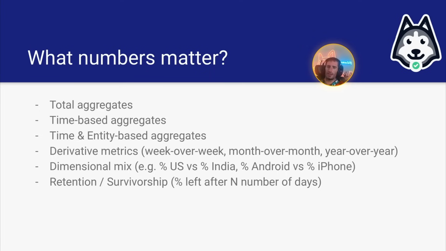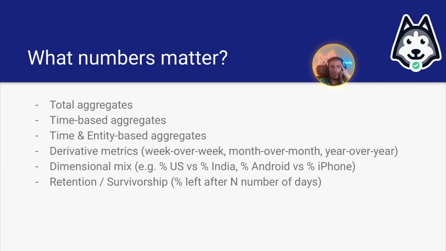And then you have other types of metrics, like dimensional mix. For example, in my newsletter, 33% of my subscribers are in the US, 25% are in India, and then the next biggest country is like 4%, and it's Brazil. I know Bruno's in this call, so shout out to Brazil. And then we have Android versus iPhone. That's another big one that people like to battle about, and there's all sorts of other dimensional mixes that you could think about.